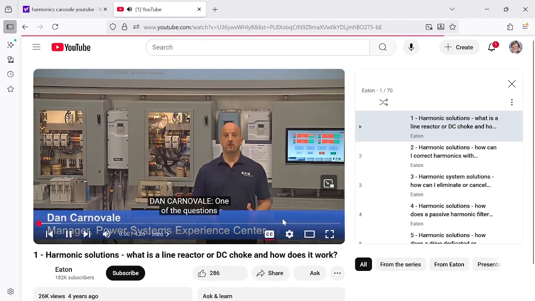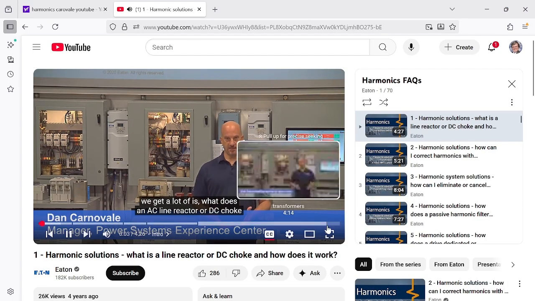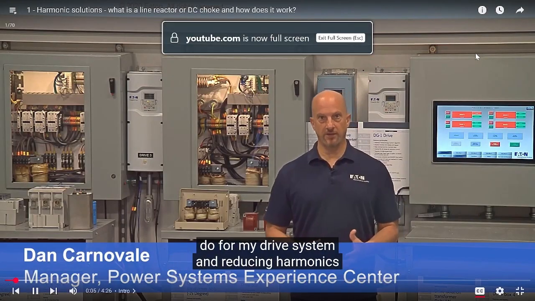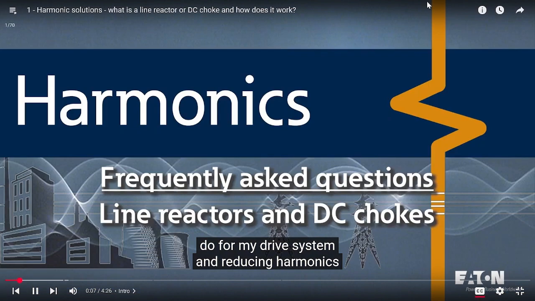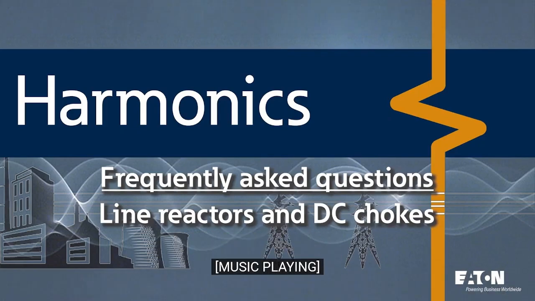One of the questions we get a lot of is, what does an AC line reactor or a DC choke do for my drive system and reducing harmonics? We're not going to go through all these. We're just going to get to the first one.